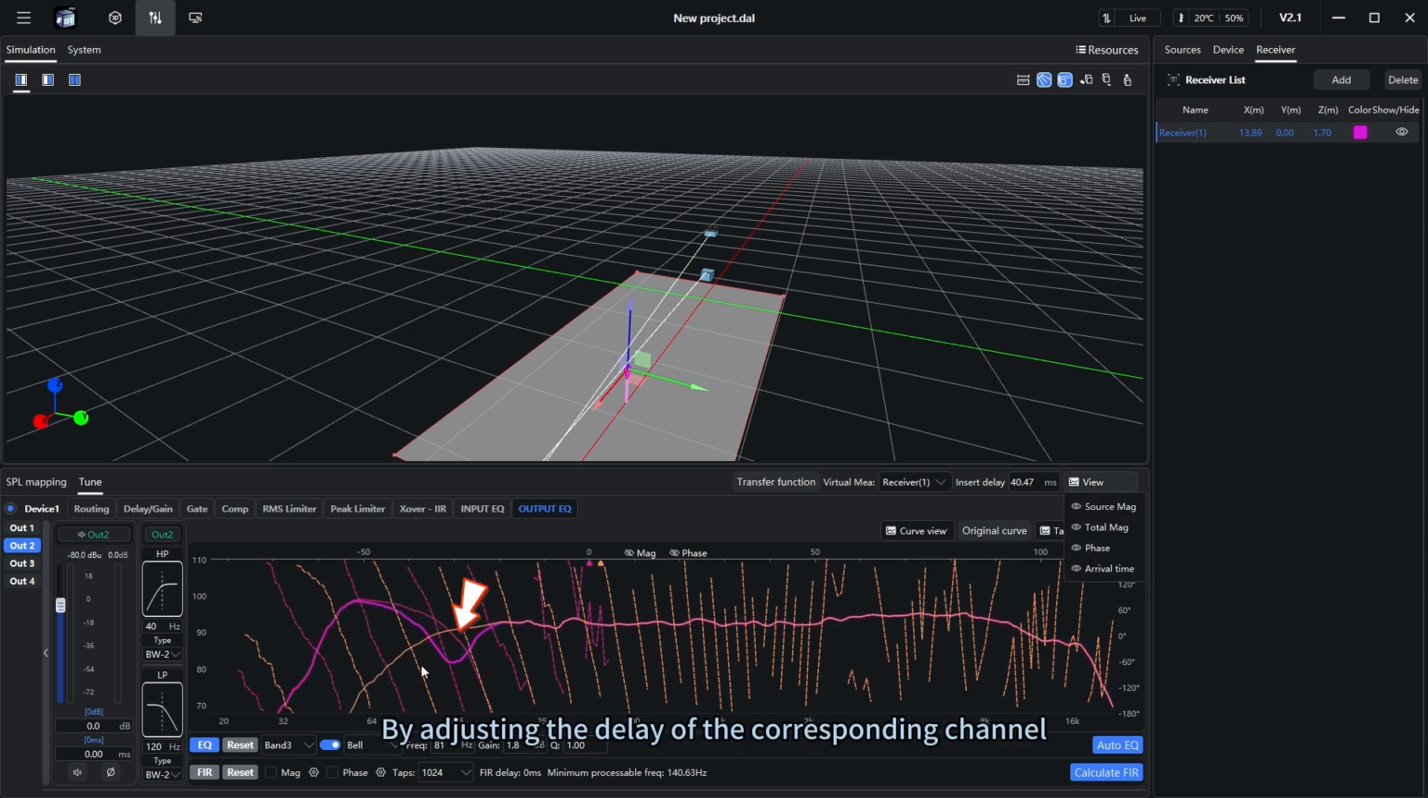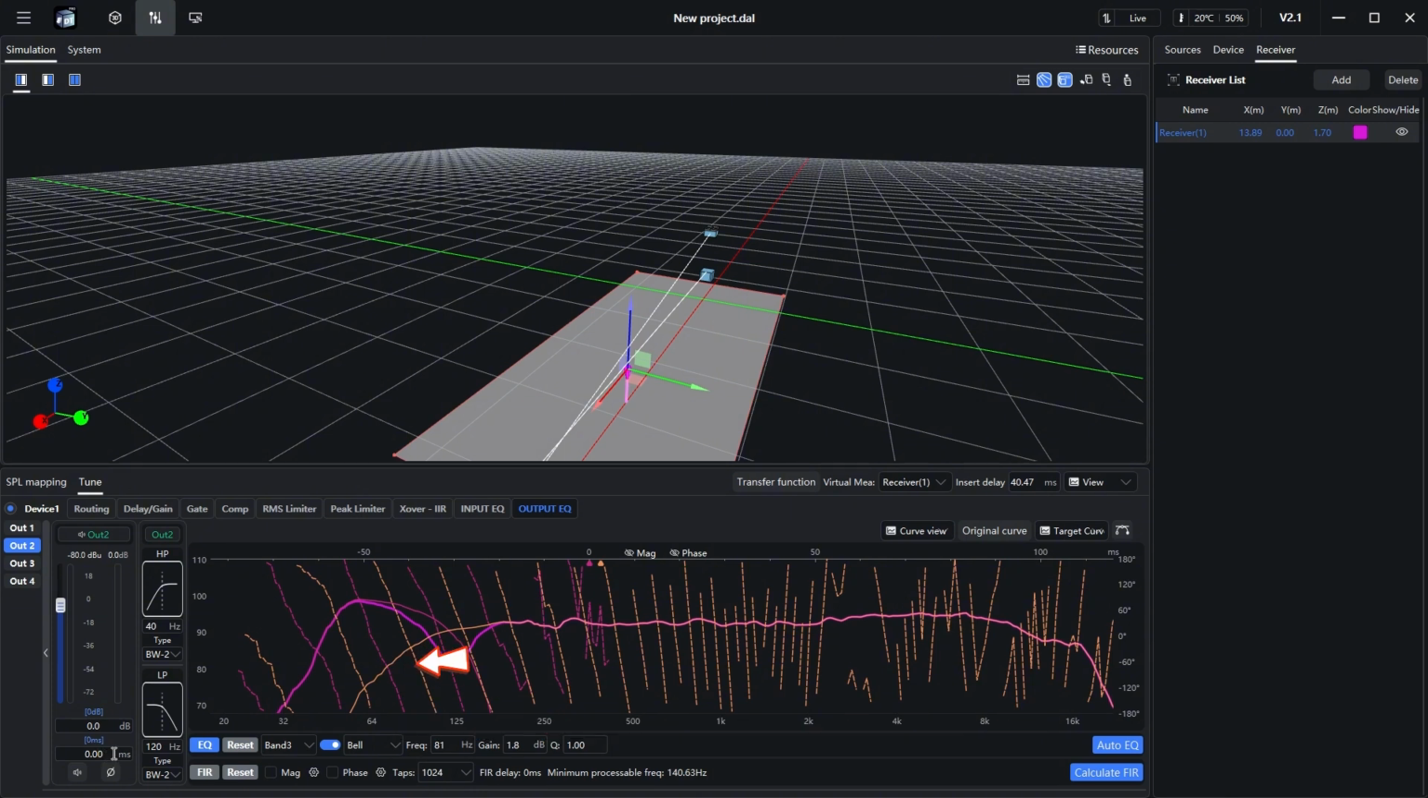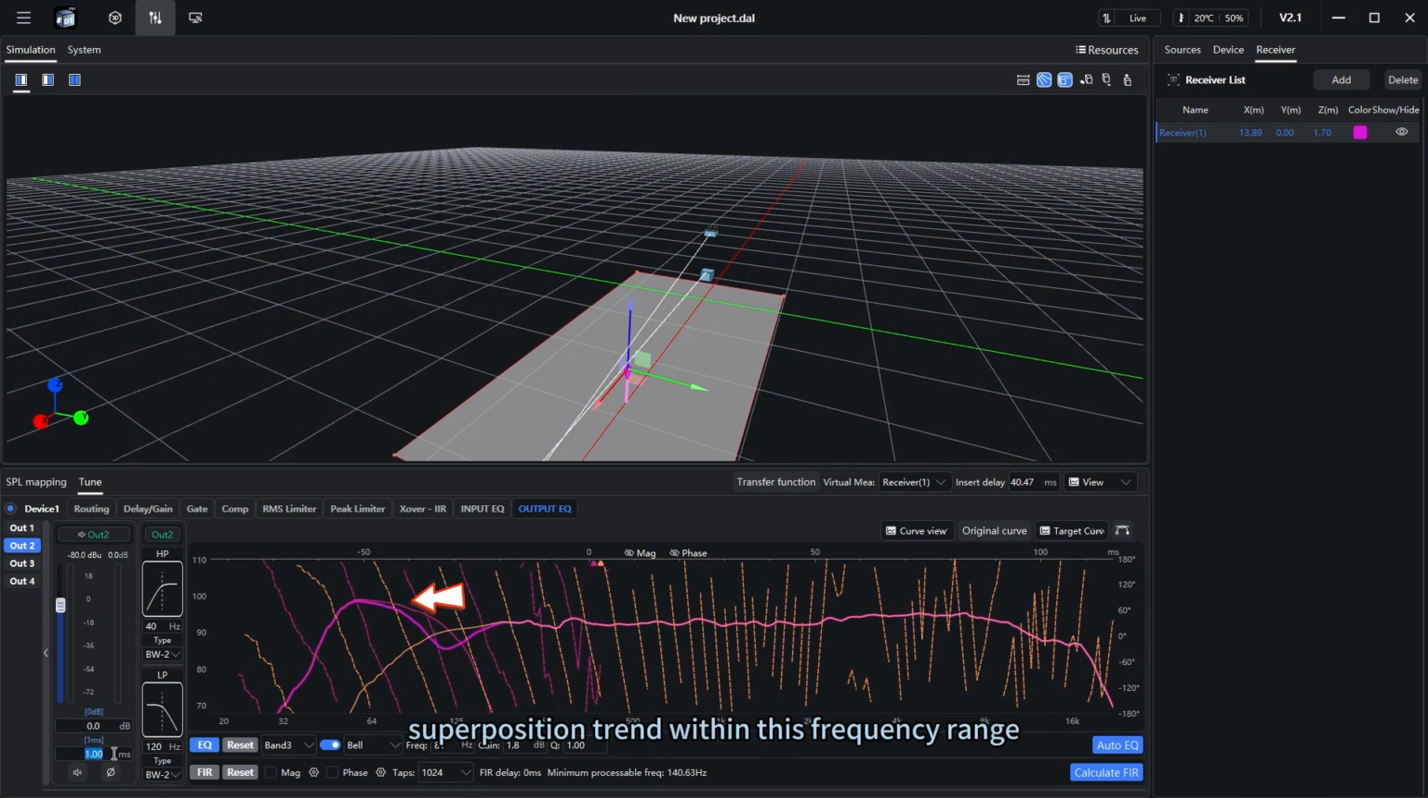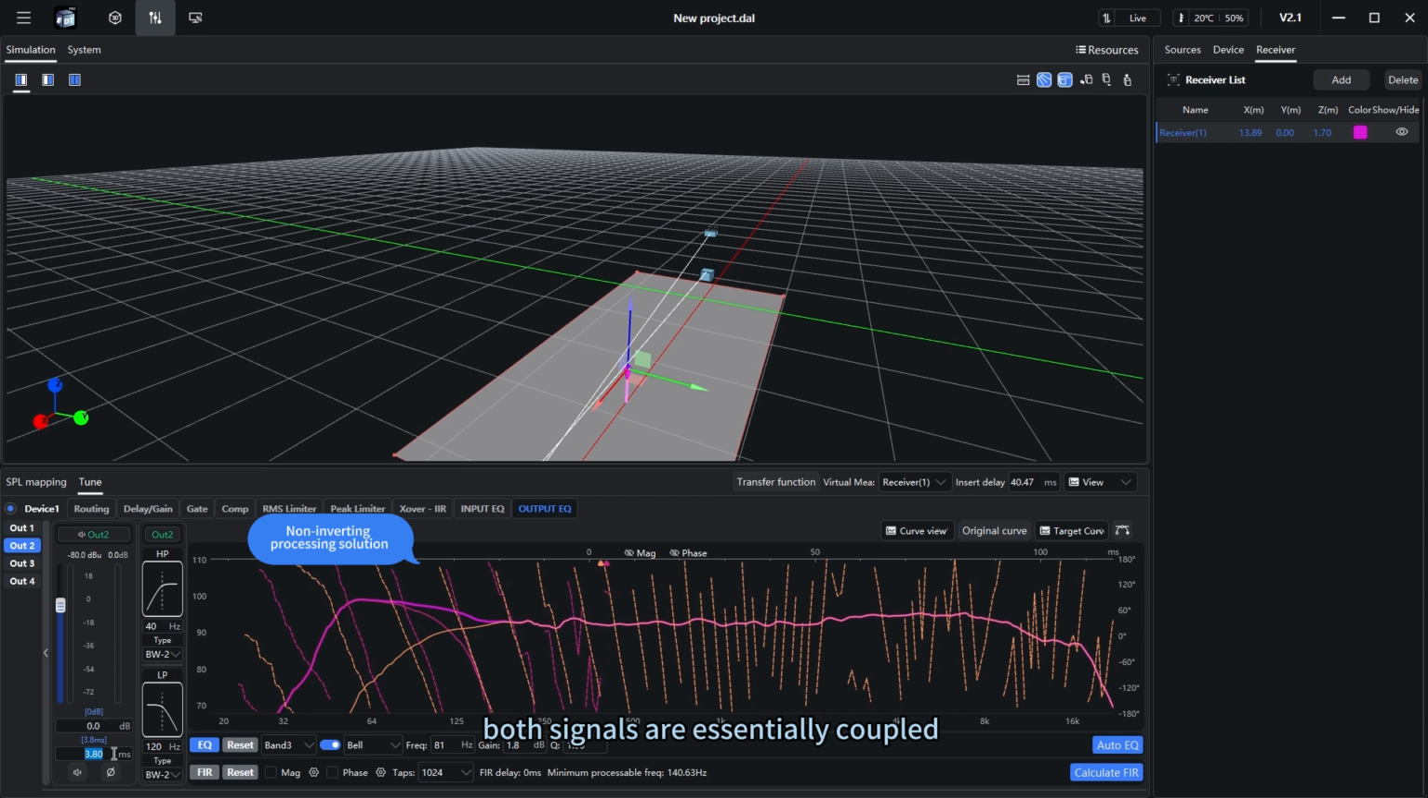By adjusting the delay of the corresponding channel, we can make their phase curves substantially overlap within that frequency band. At this point, the total magnitude will exhibit a pronounced superposition trend within this frequency range. This indicates that the phase curves of both signals are essentially coupled successfully within this frequency range.